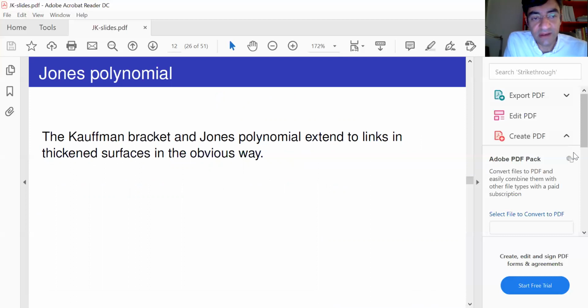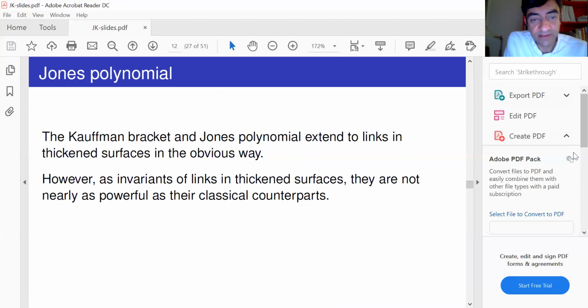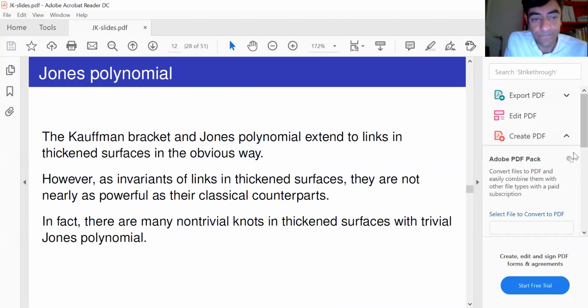First of all, we can extend the Kauffman bracket and Jones polynomial to links in thickened surfaces in the obvious way. But the invariant that you get is not that powerful. In fact, you can find many non-trivial knots in thickened surfaces with trivial Jones polynomial.